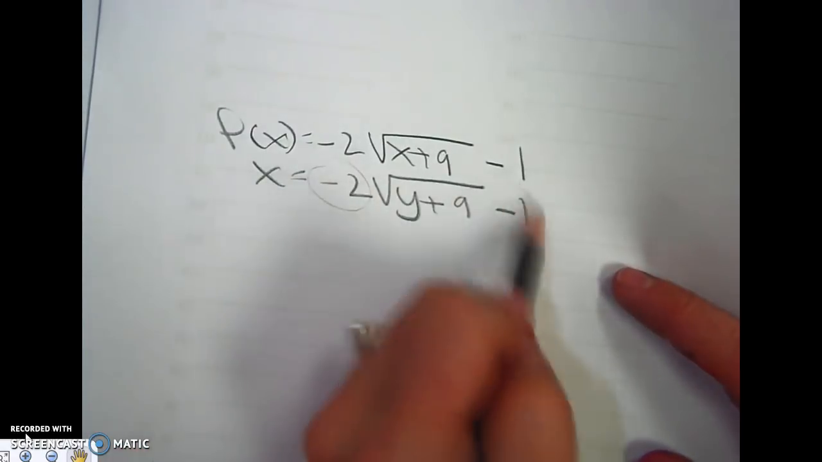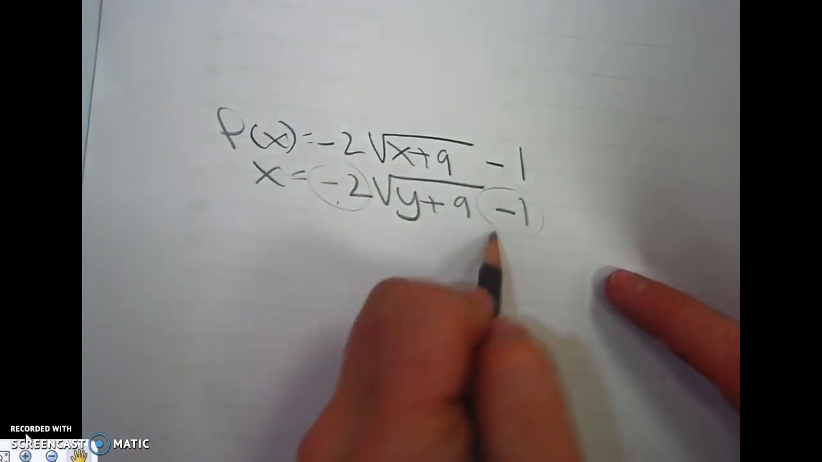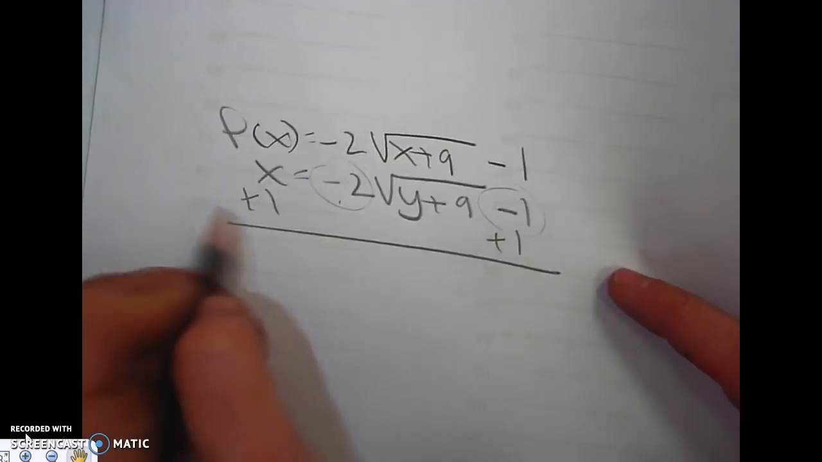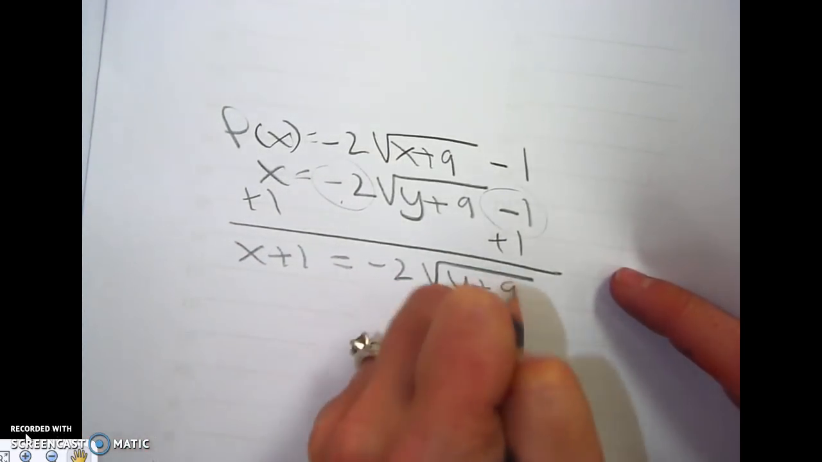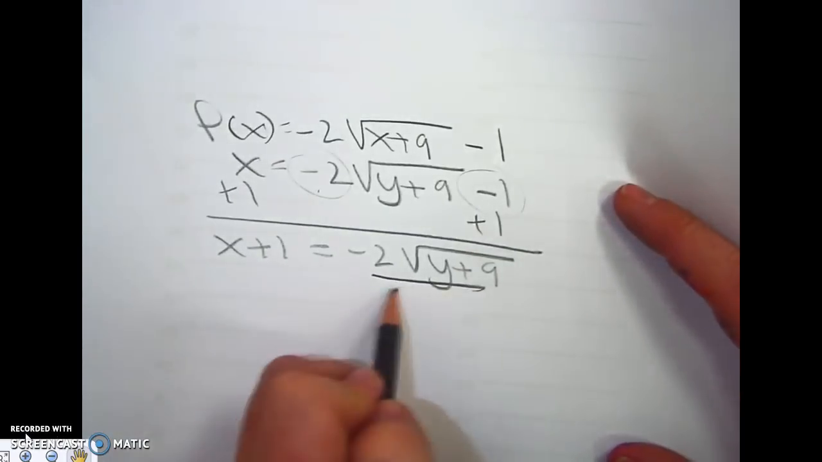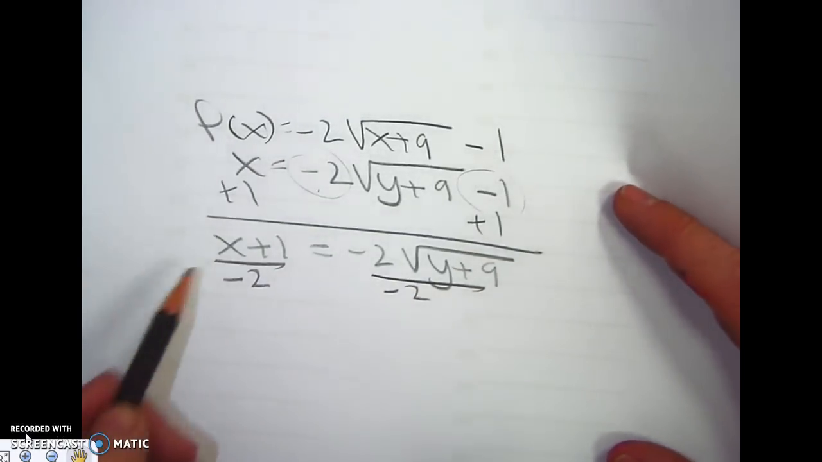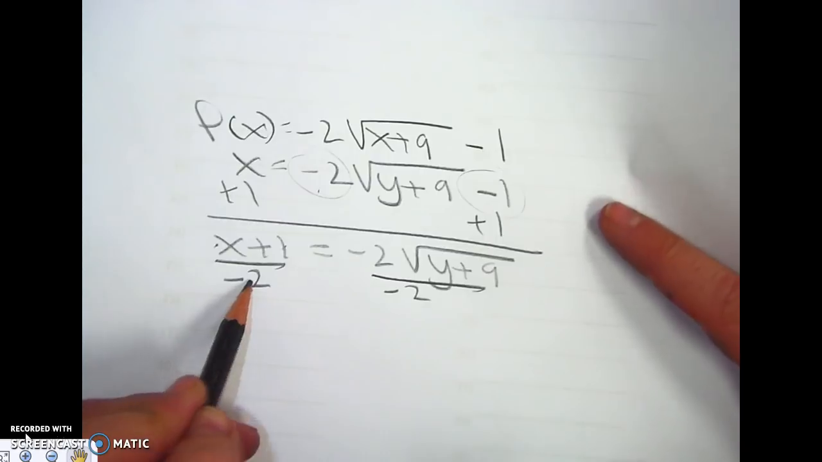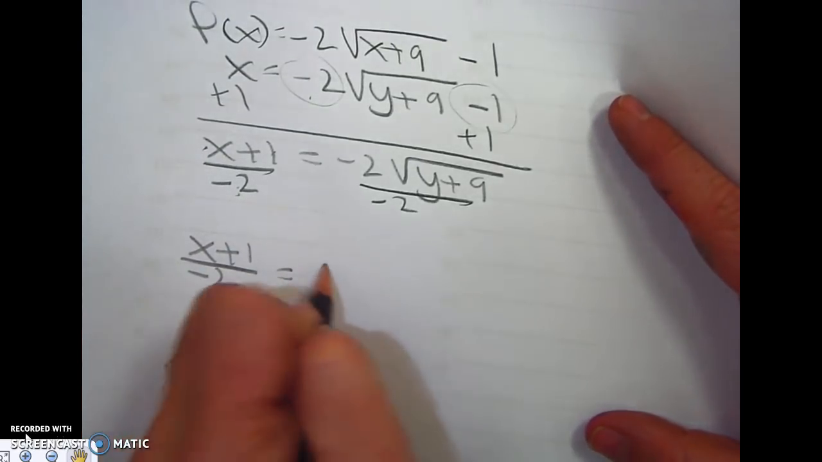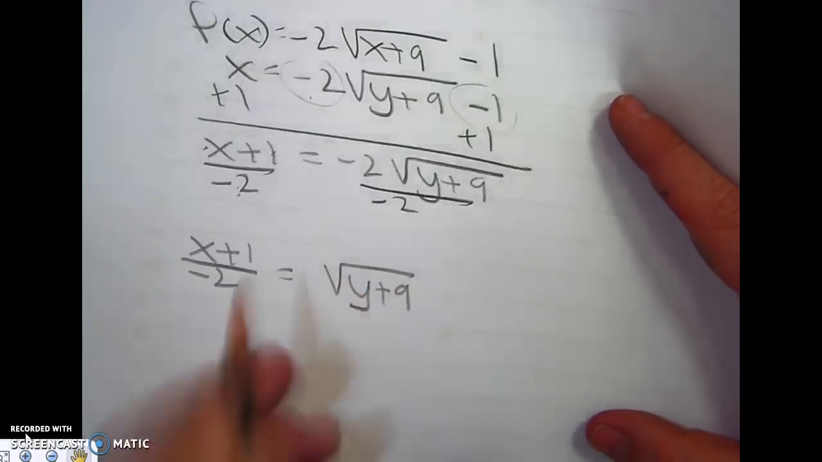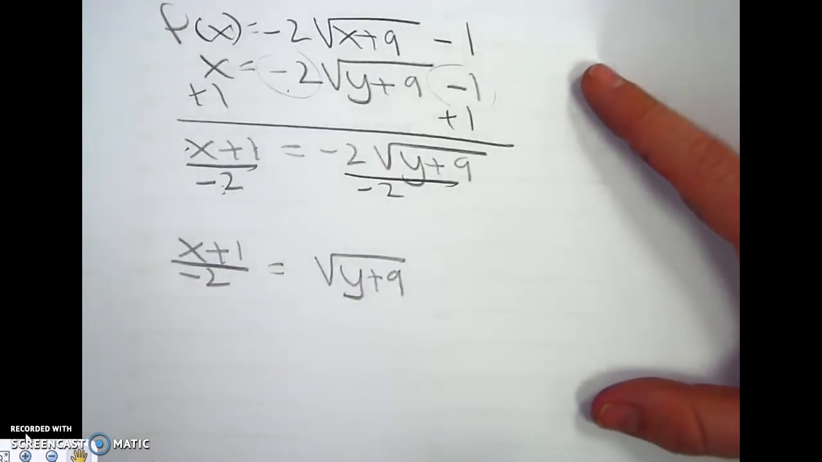I need to get rid of what's on the outside first. I always divide last. So I'm going to add 1 first. I'm going to divide by negative 2. And honestly, I'm going to have 2 fractions here. So I think I might leave it for now just like that until I'm not happy, and then I might change it. I'm not sure yet, honestly.